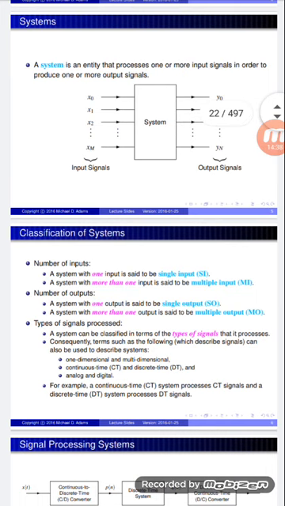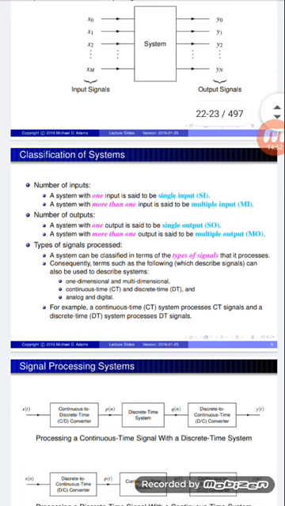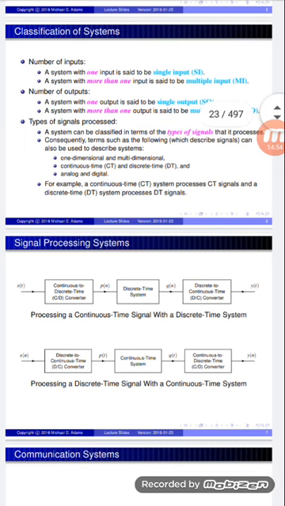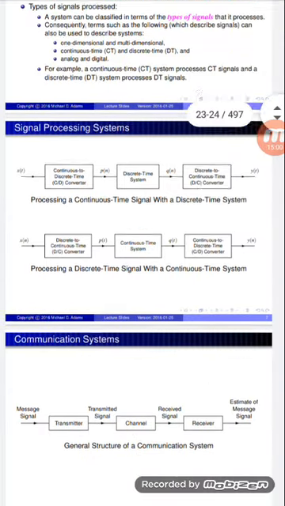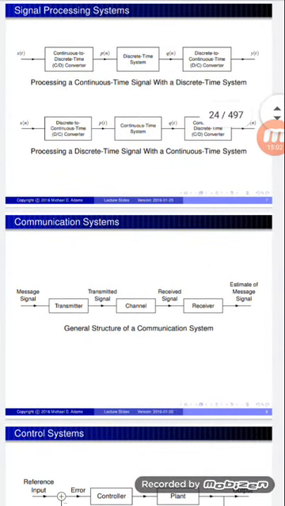So this is the brief introduction to signals and systems: what a signal is, what the types of signals are, and the basic information about systems. In the next class we will discuss signal processing systems.